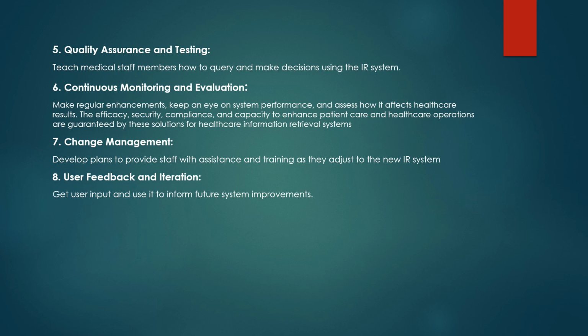Next is change management. Effective change management involves planning, communication, and training to help users adapt to the new system smoothly. It also involves addressing any concerns or changes in the current system. Next is user feedback and iteration. In this, gathering feedback from healthcare professionals using the IR system is essential for continuous improvement.